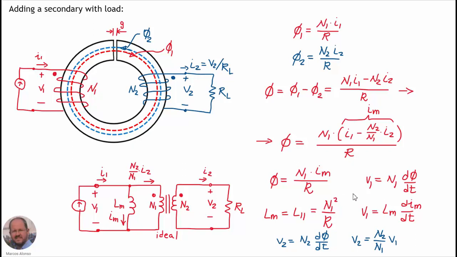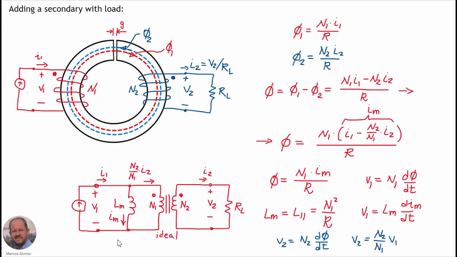And here we have other equations. The voltage can be obtained, as we know, using this expression here. The magnetizing inductance can be calculated with this expression. The voltage across the primary, we can also obtain using the magnetizing inductance times the derivative of the magnetizing current in time. The voltage across the primary can also be obtained, if we wish, using this expression, and of course the relationship between the voltages in the transformer.